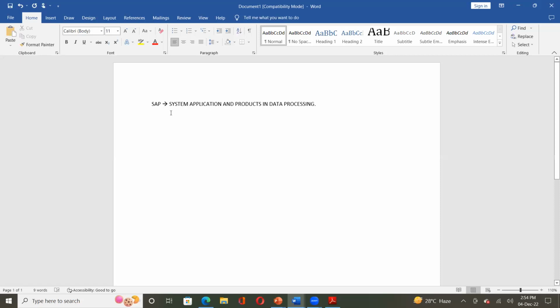SAP stands for... and one more thing before I start: never ever pronounce it as a word. According to my knowledge, SAP is a German product developed in Germany, and in native German, that word means pig. It's not a word, it's an abbreviation. So that's the reason never to pronounce it as a word.